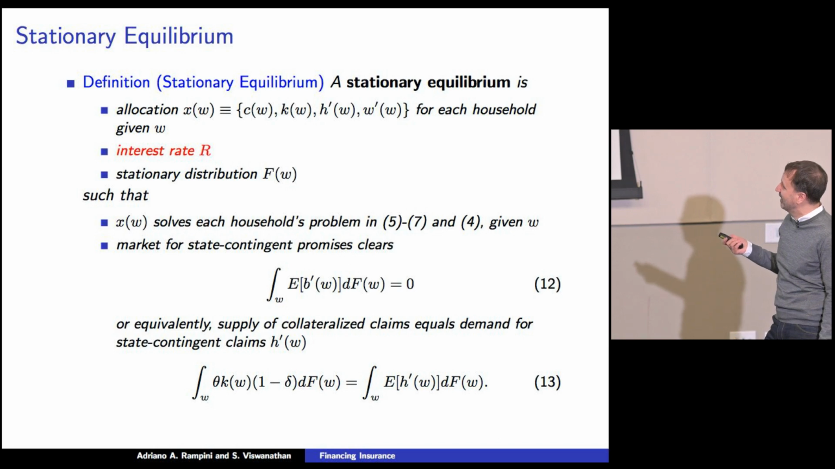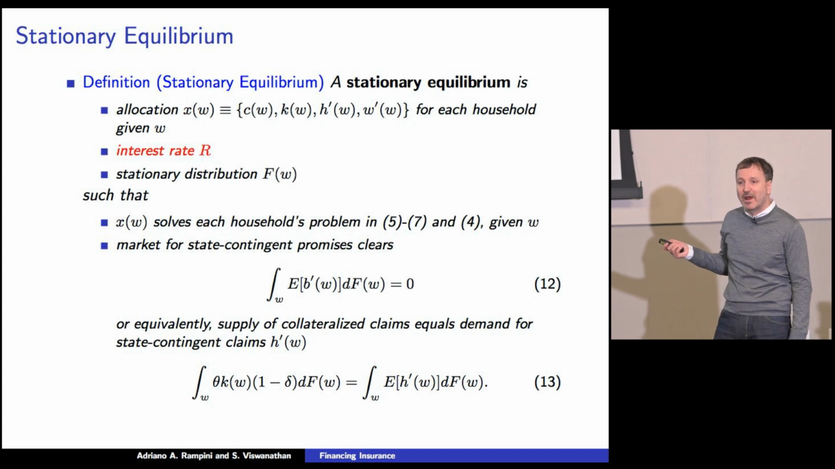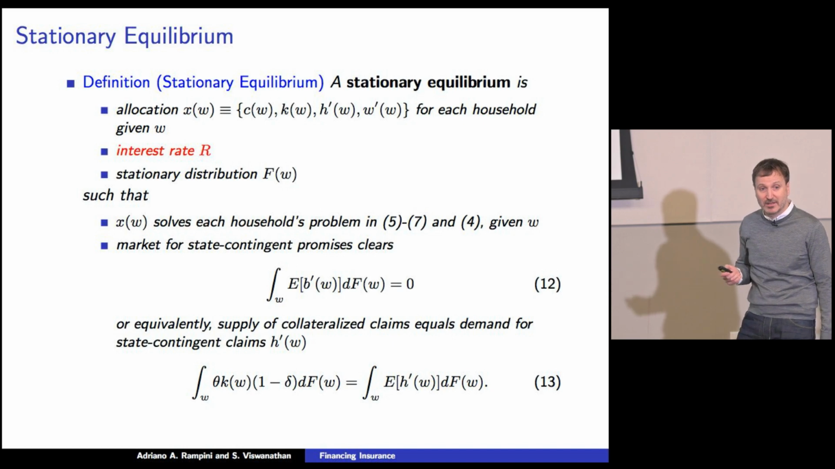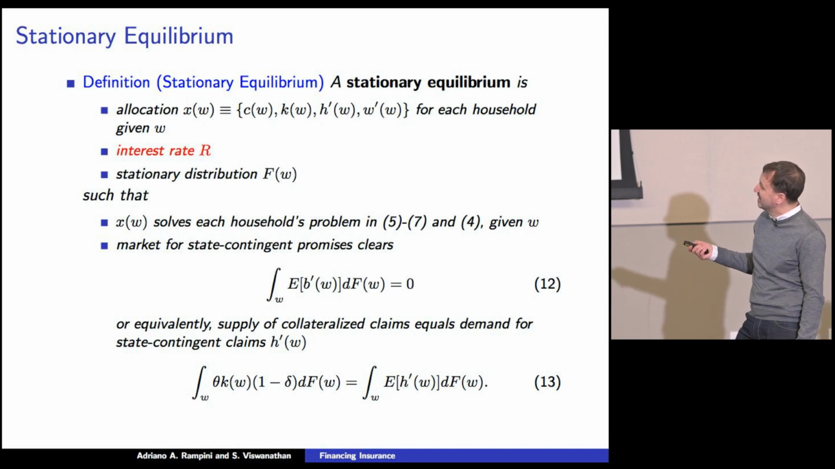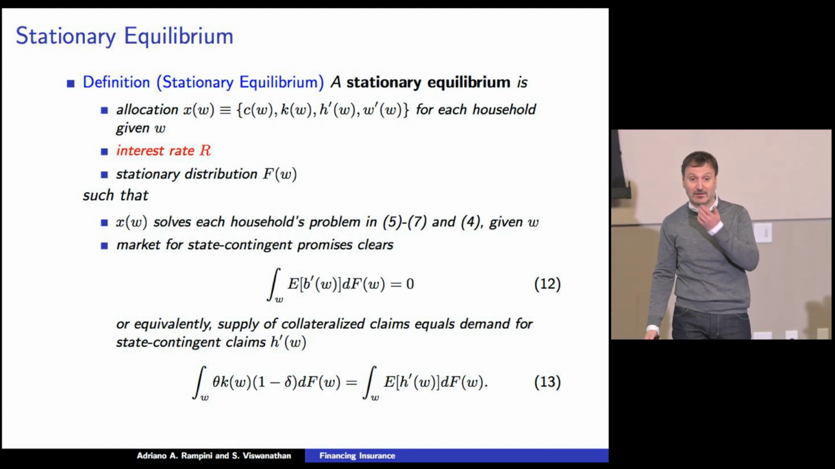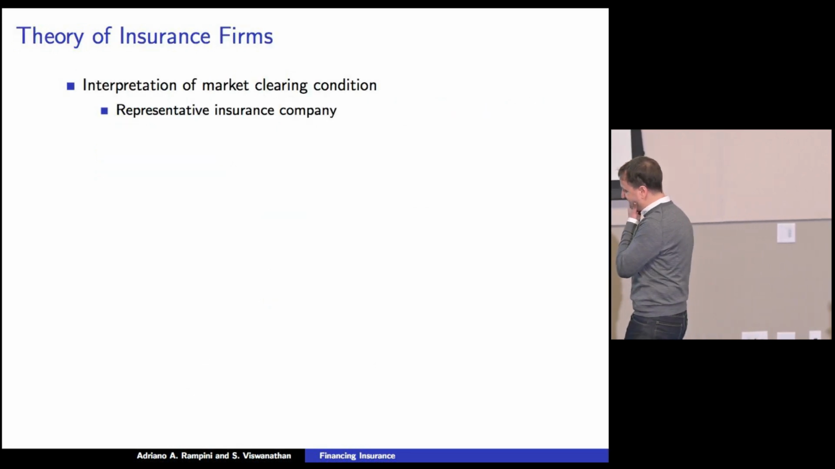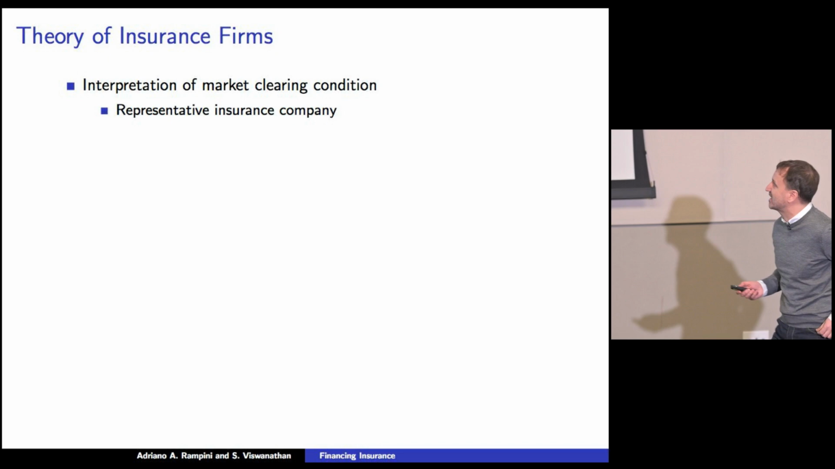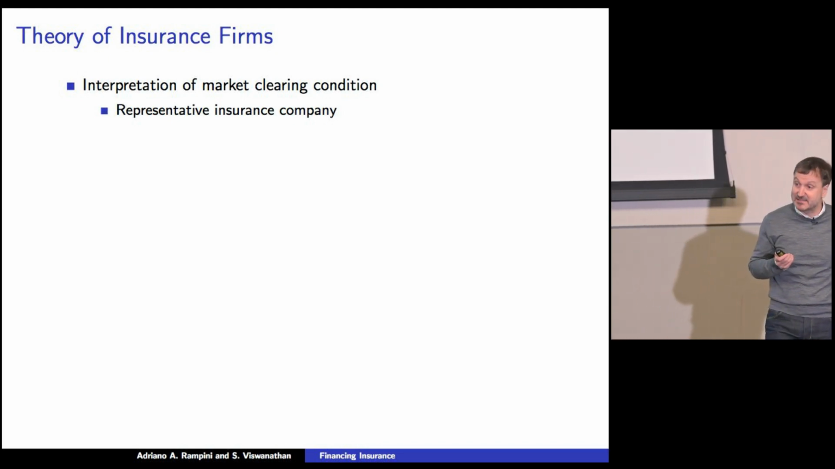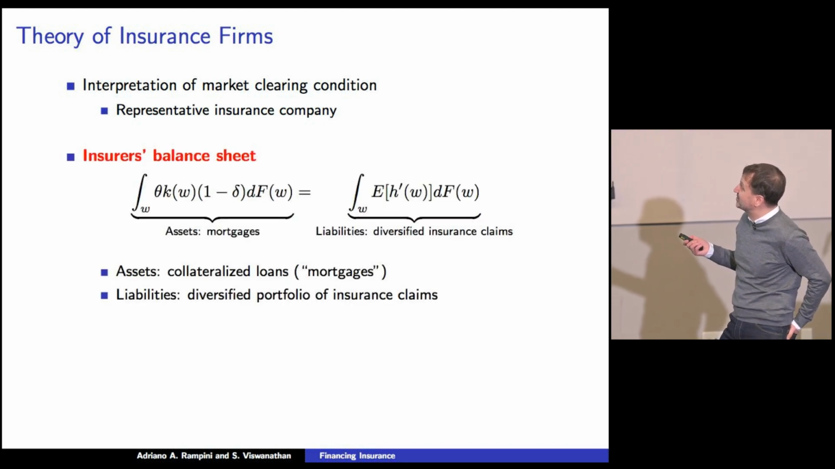I can write it two ways. One, in terms of state contingent borrowing. The more interesting one is where I write things in terms of insurance claims and mortgages. Essentially what this says is that the total supply of collateralized claims equals the total demand for collateralized claims, needless to say. That's what I want to interpret as a step towards thinking about the balance sheet of the insurance company. So I'm going to interpret the market clearing condition as the balance sheet of a representative insurance company. So how does the balance sheet look?